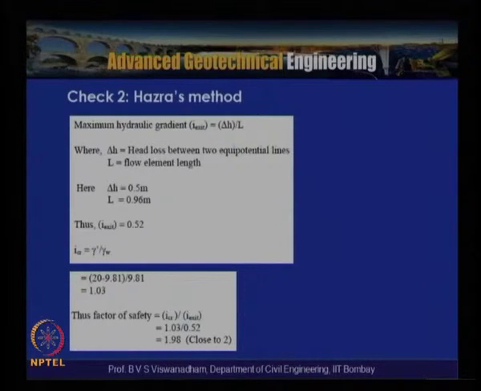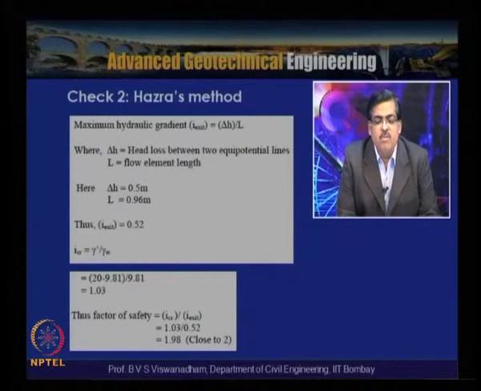Now let us check the same problem by Harza's method. So here we can obtain from the flow net the delta H, the head loss between two equipotential lines in the penultimate portion of the flow net on the downstream side. Delta H is equal to 0.5 meters and L is equal to 0.96, that is the flow element length. With that I exit can be obtained as 0.52.